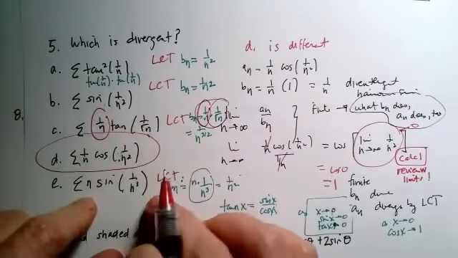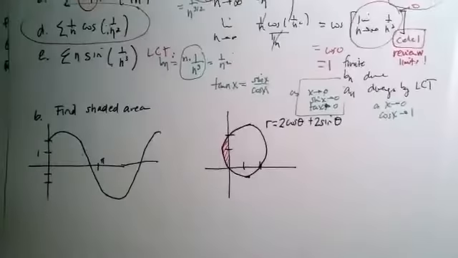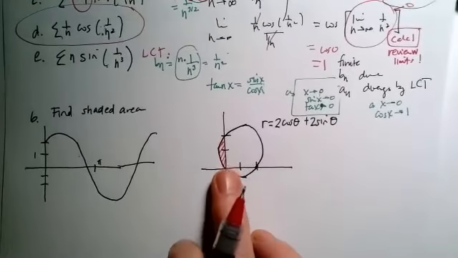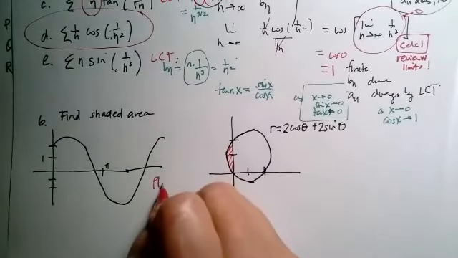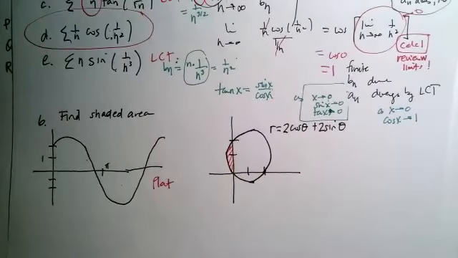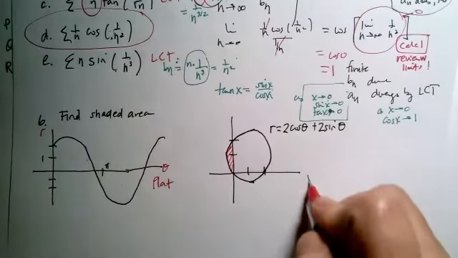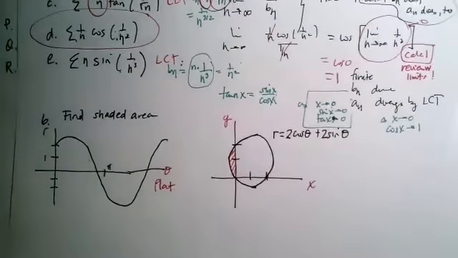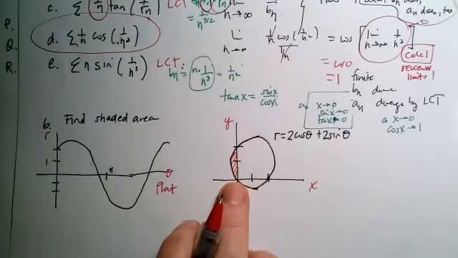Okay, I'm not going to do the rest of them because it's kind of redundant. I explained where the D came from. All right, let's move on to number 6. How are we going to find this shaded area? This is the flat curve. This is R versus theta, and this is X and Y. Does anybody know how we're going to figure out how to calculate that shaded region?